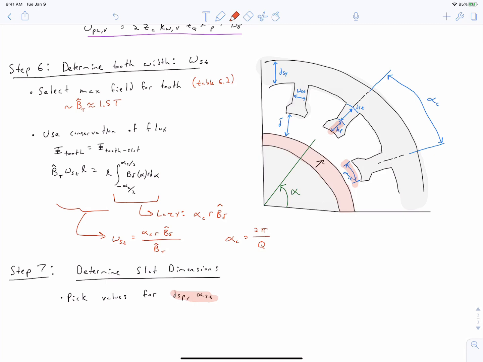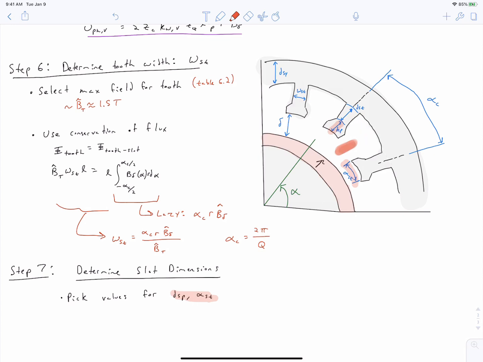But typically, you want alpha ST to leave you with as small of an opening here as possible. This is called the slot opening in the center here. You want to have as small of a slot opening as possible, usually. And what do I mean by as small as possible? Well, you have to somehow install a winding in the stator. So the width of the slot opening needs to be at least large enough to get your conductors through so that they can reside in the back of the slot.